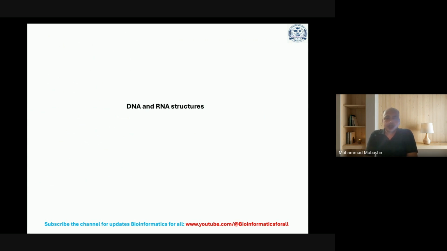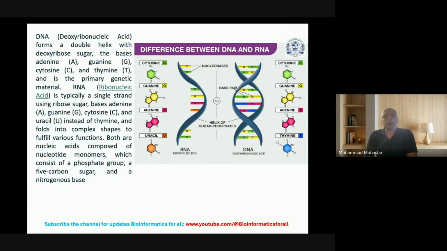Today in biology class, I'm going to present the DNA and RNA detailed structures. Here, DNA, that is deoxyribonucleic acid, forms a double helix with deoxyribose sugar. The bases are adenine, guanine, cytosine, and thymine, and it is the primary genetic material. RNA, that is ribonucleic acid, is typically a single strand using ribose sugar, with bases adenine, guanine, cytosine, and uracil instead of thymine, and folds into complex shapes to fulfill various functions.